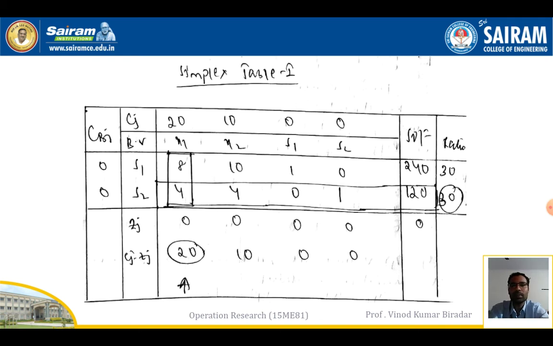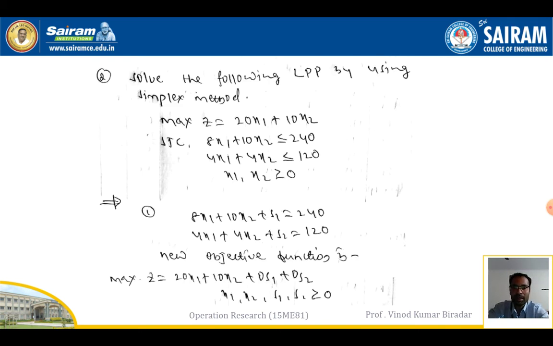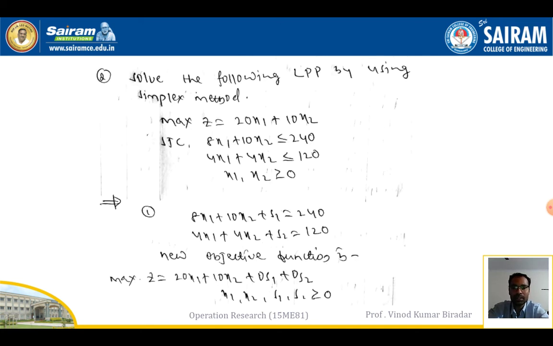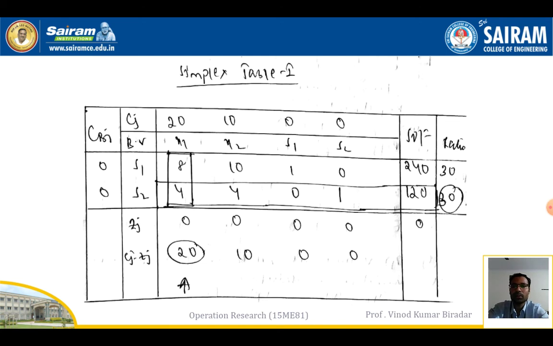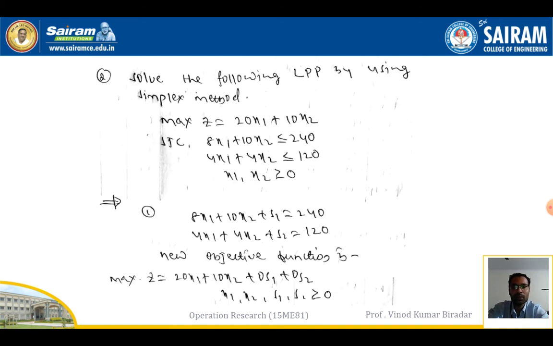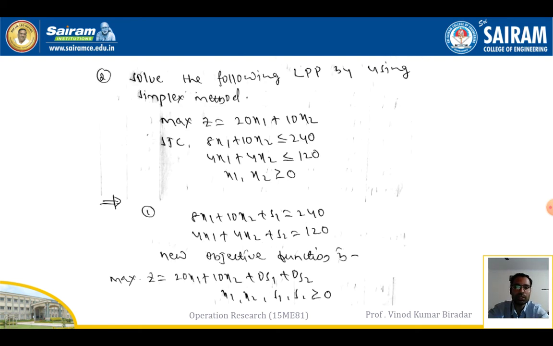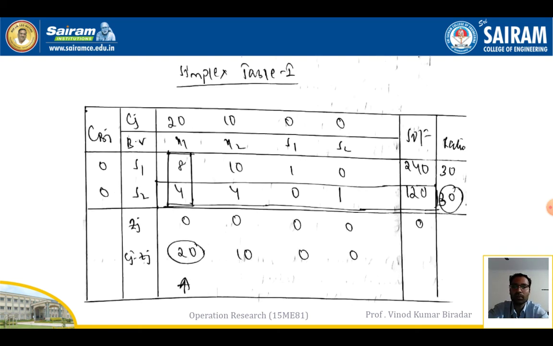Here write the basic variables. The variables from the equations are x1, x2, s1, s2. Right here I write x1, x2, s1, s2, with their coefficients on top. Cj means the coefficients of the objective function: x1 is 20, x2 coefficient is 10, and s1 and s2 coefficients are 0 and 0. The added variables s1 and s2 you have to put in the basic variable column, and their coefficients are 0, 0, written in the CB column. Here 240 and 120: the first equation value is 240, the second is 120, and write those along with the equations.